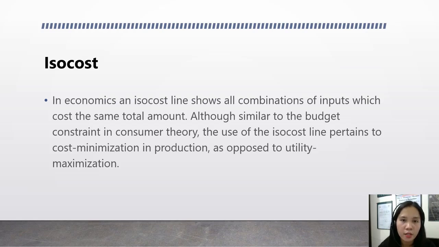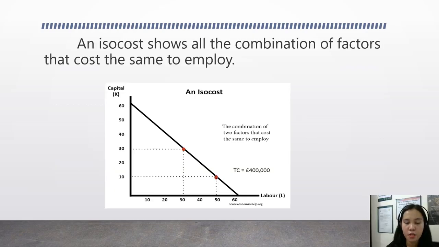So an isocost line is a locus of points showing the alternative combinations of factors that can be purchased with a fixed amount of money. And every point on a given isocost line represents the same total cost. So this graph shows the isocost. Isocost shows all the combinations of factors that cost the same to employ.